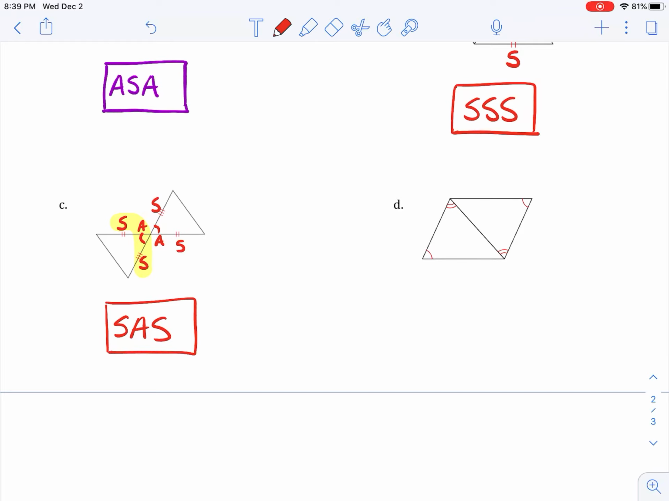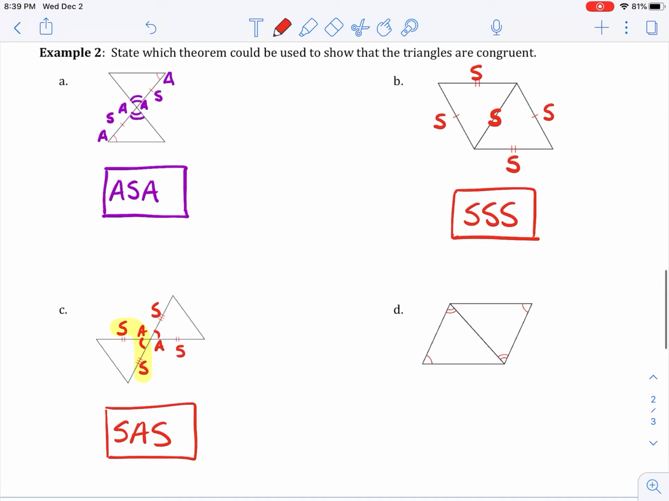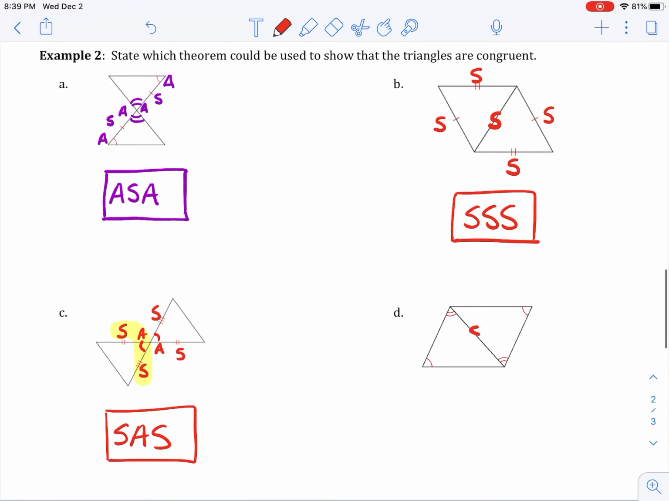All right, finally in example D, this looks just like example B. They're meeting up and sharing a side. And so that middle piece that both of them are meeting up at, that's called a shared side. So I got to put an S on the triangle already. They're sharing that side. Let's see what else was marked. They put a single marking on one triangle and a single marking on the other. They put a double angle mark and then another double angle mark.